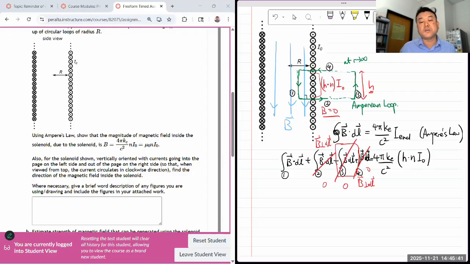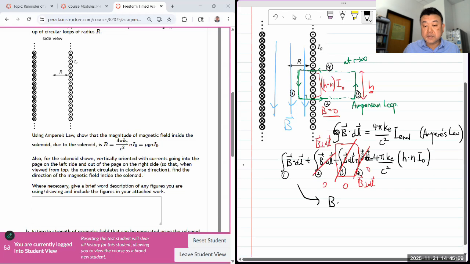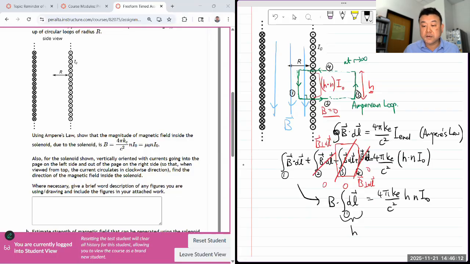You don't want that to be non-zero. And for segment 1, this is where you use the translational symmetry argument. Through translational symmetry, you can say that B is constant along the segment at 1. So this becomes B times dl, which is just the length of the segment, h. That's equal to the original right hand side, h and I naught.